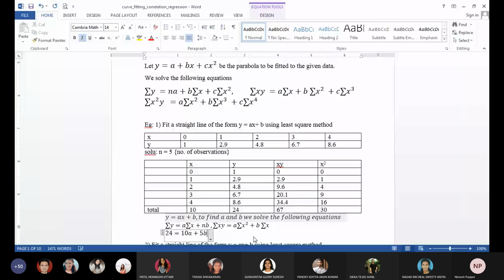n का वैल्यू इज 5. This we will take it as equation 1. Second equation क्या मिलेगा? Summation xy, that is 67 equals a into summation x square, 38 plus summation x into b. So this is the second equation. These two equations are clear.